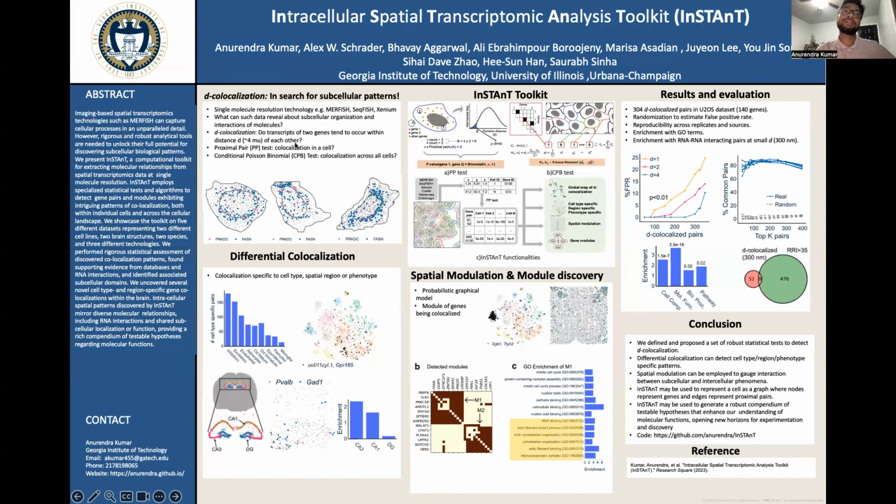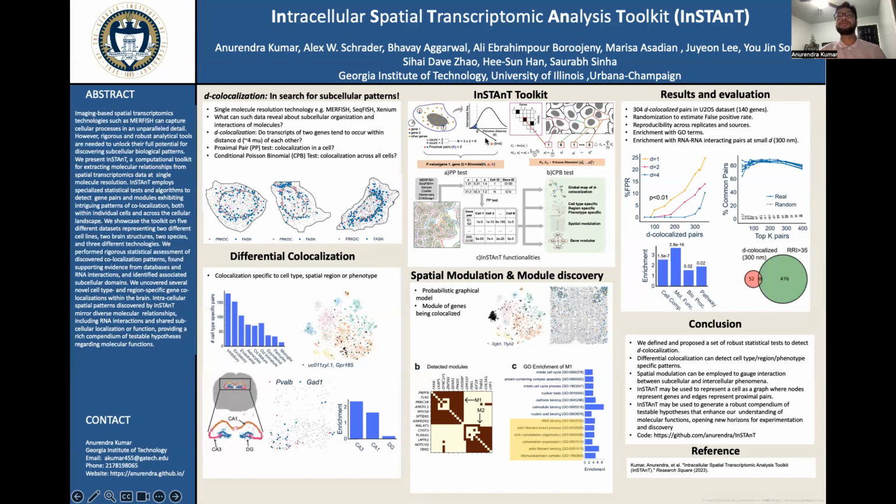Our toolkit consists of two primary statistical tests. One is the proximal pair test that aims to detect if a gene pair is a proximal pair in one cell. And then we have the Poisson binomial test that aggregates information from the proximal pair test across all cells to detect if a gene pair is co-localized across many cells. For example, our toolkit detected PRKDC and FASN to be decolocalized, and you can see that they are a proximal pair in many cells.